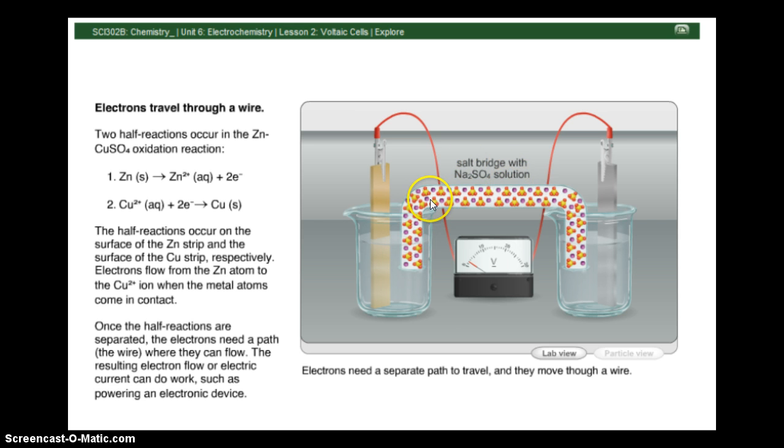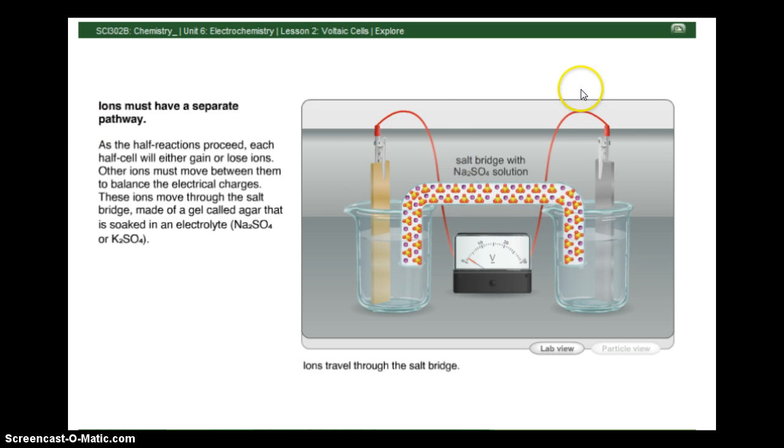So if you notice, we got that sulfate going through, and we have the sodium, so it's an Na2SO4 salt bridge, and that's going through to help keep the whole thing neutral overall. So we talked about the electrons going through the wire, and this one says the ions must have a separate pathway. As the half reactions proceed, each half cell will either gain or lose ions. Other ions must move between them to balance the electrical charges. The ions move through the salt bridge, that's what we call this glass tube, okay?